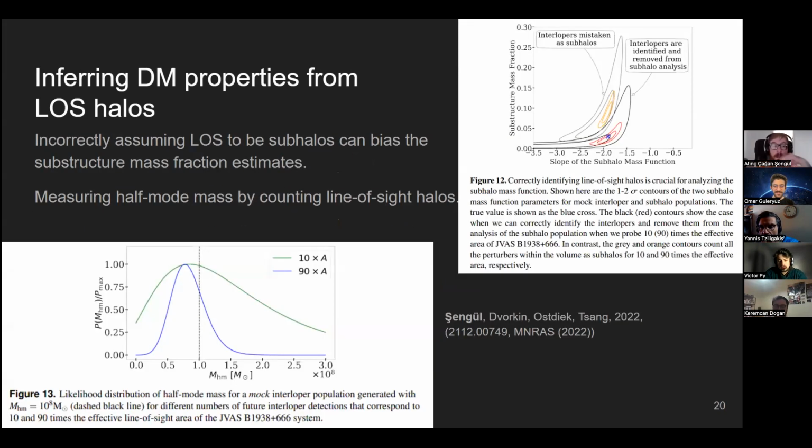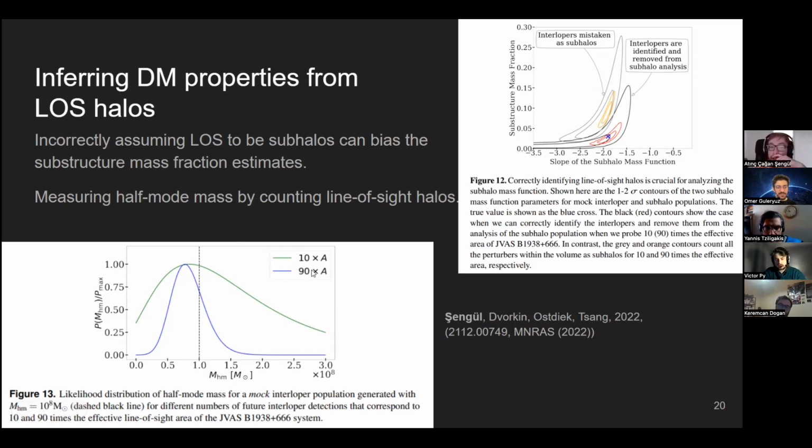Okay. And yeah, once you start detecting 90 or so of these objects, you actually start to constrain the half-mode mass. Half-mode mass, if you remember from one of the earlier slides, is the mass scale where you start seeing a suppression in structure formation that tells you the dark matter particle mass. So using only 10 of such systems, you're not able to constrain it really well. The y-axis is the probability distribution, the posterior.